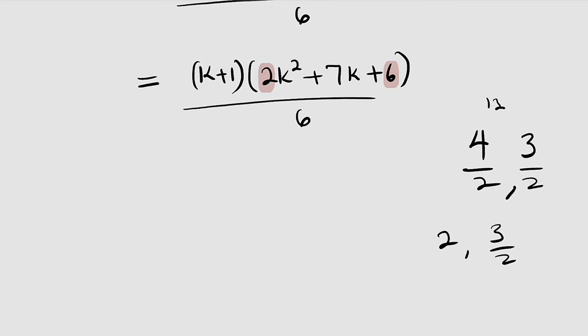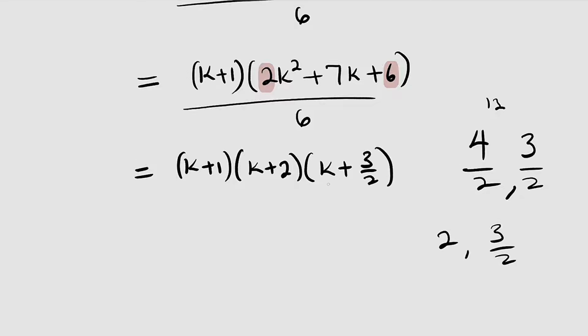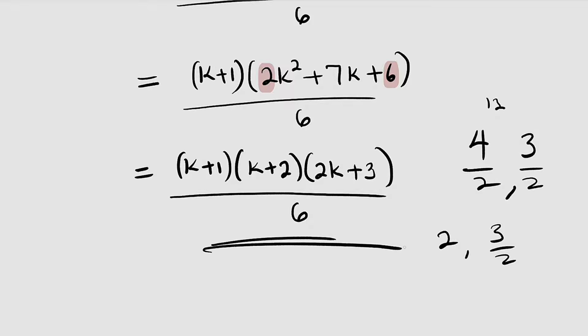Okay, let's break it down. This is equal to k plus 1 multiplied by k plus 2 multiplied by k plus 3 divided by 2. But more conveniently, we can multiply this and this by 2 so that we have 2k plus 3. So we have 2k plus 3. The whole of this divided by 6. So this is what we have to the left hand side.